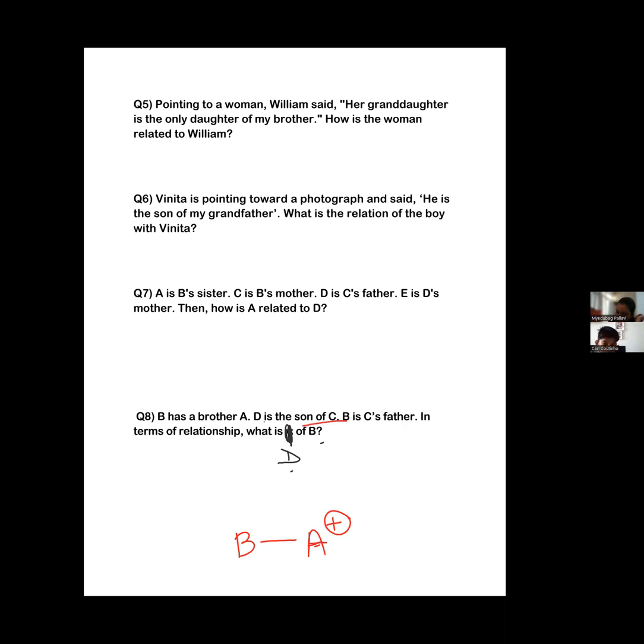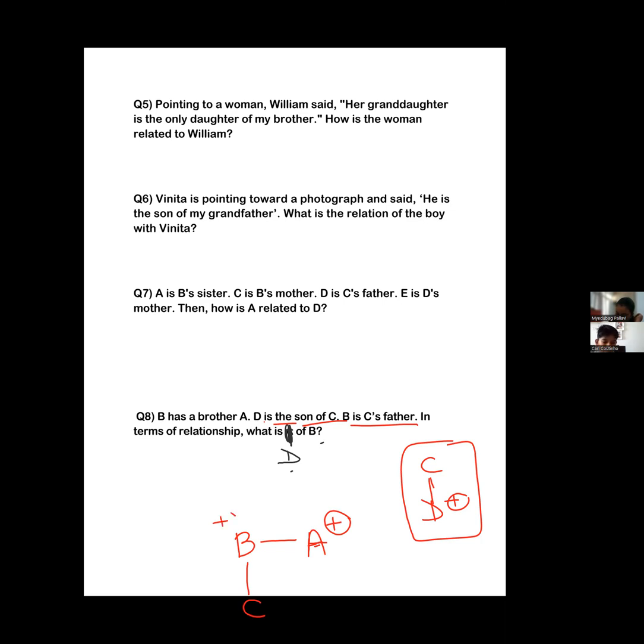D is the son of C. Still we cannot connect anything here, so we can just write that D is the son of C. It will be in this format, right? Then next, B is C's father. So C's father is B. That means C will be one generation below.